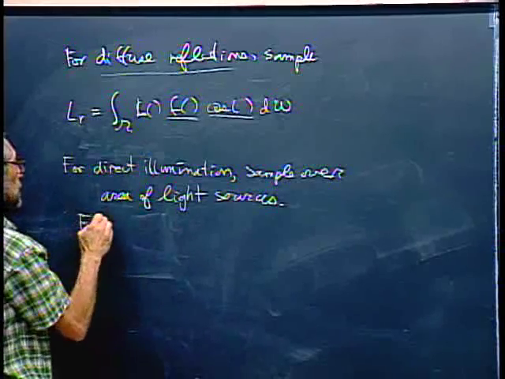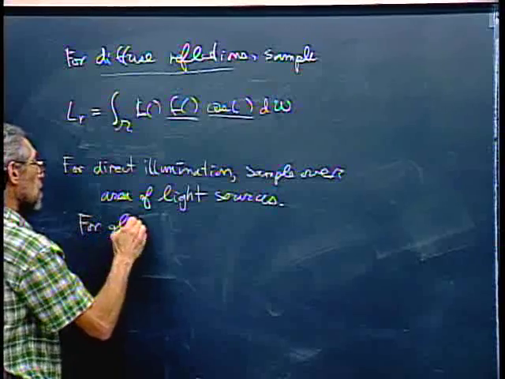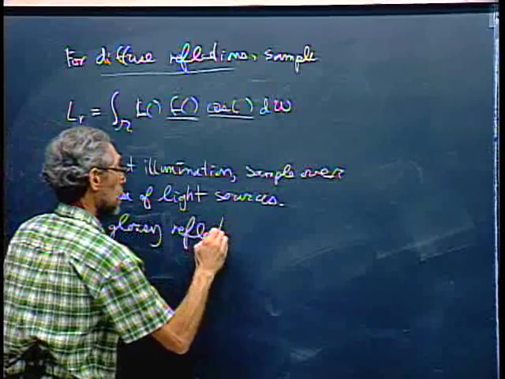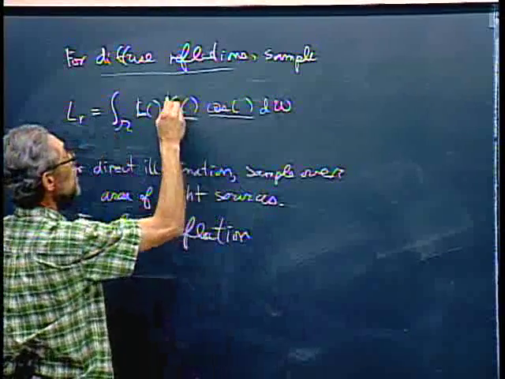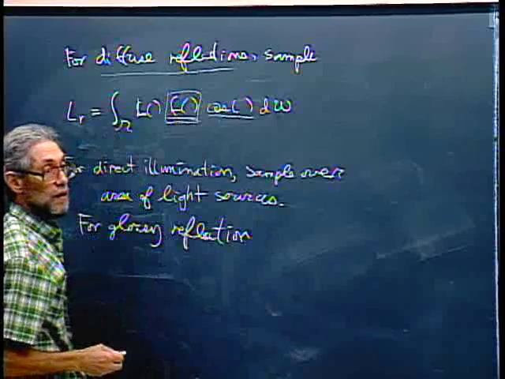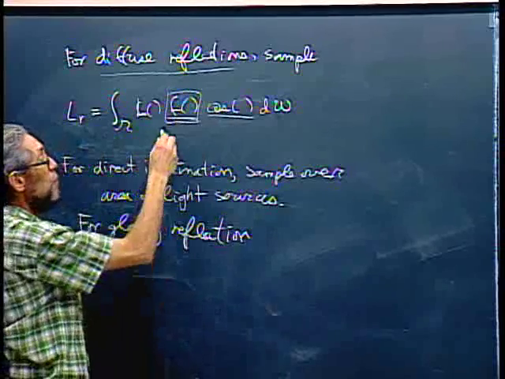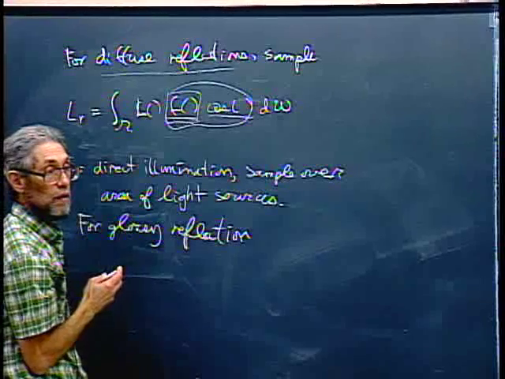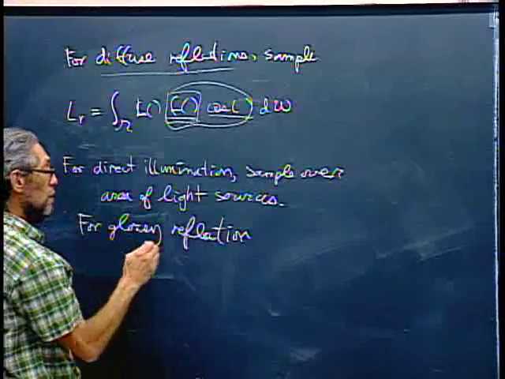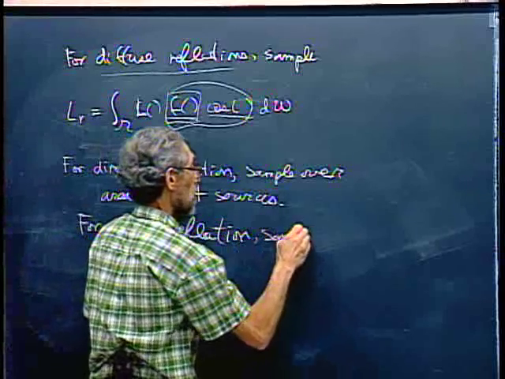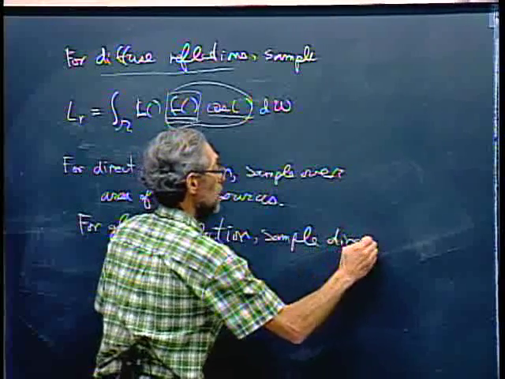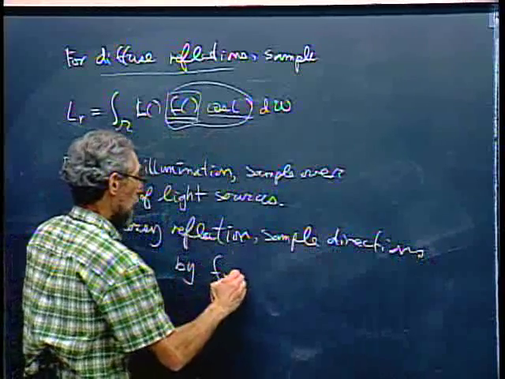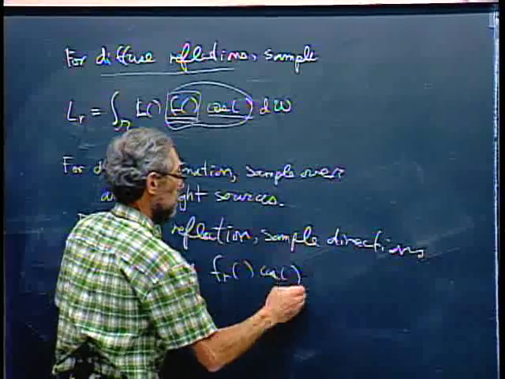For glossy reflection, that's when this isn't constant. Then probably you want to sample according to the product of these two. Directions by the product of the FR times the cosine.